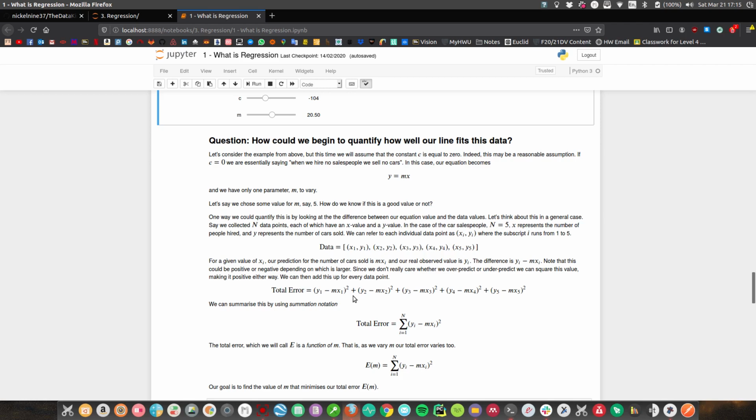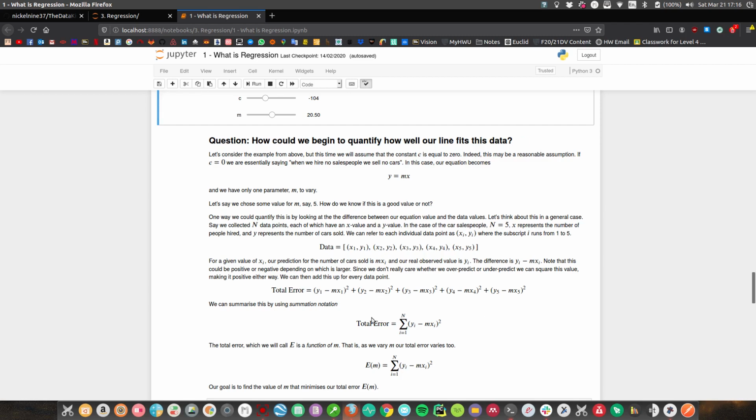So we're going to build up this idea of goodness of fit or badness of fit, which is going to be our total error. It's just going to be that difference squared plus that difference squared plus that difference squared plus that difference squared plus that difference squared. If we had more data points, this would keep going. We're just going to take every single one of our data points and square the difference between our observation and our prediction.